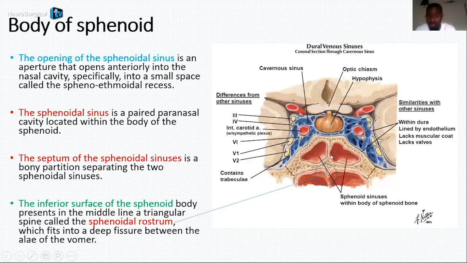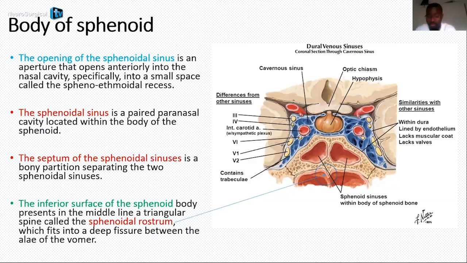So the opening of the sphenoidal sinus is an aperture that opens anteriorly into the nasal cavity, specifically into a small space called the sphenoethmoidal recess. And it is a good landmark for those who want to perform endoscopy, neurosurgery, for a macroadenoma, and so on.